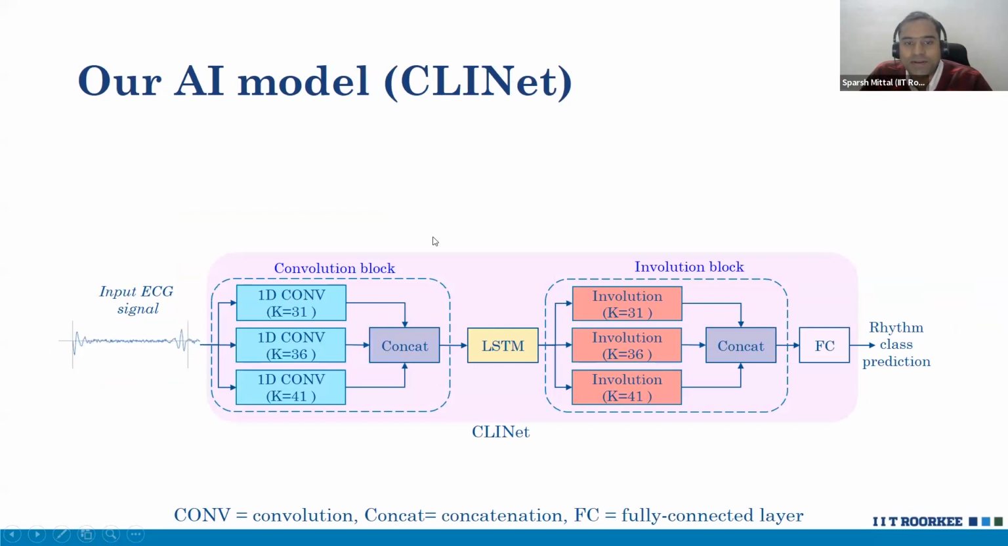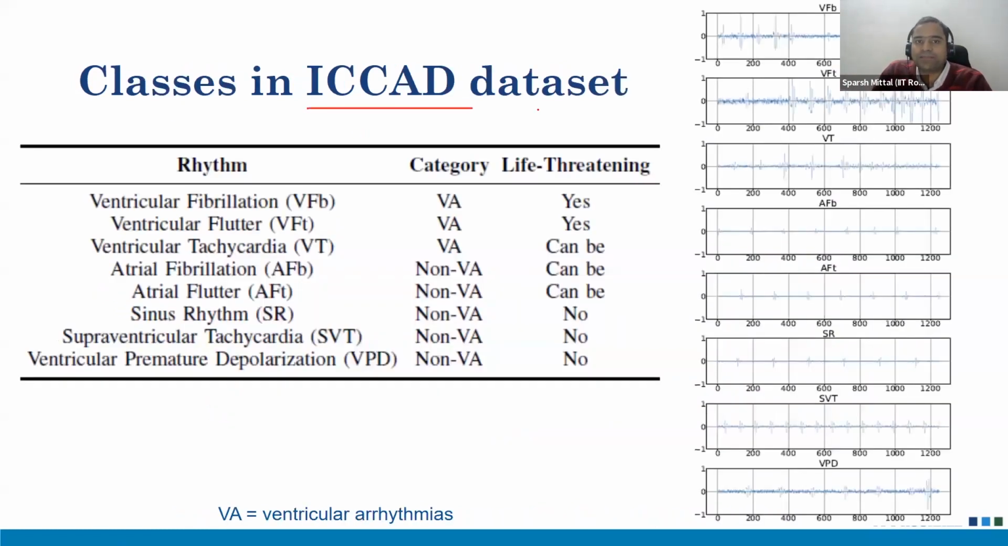I will explain its components, but overall it has four blocks. One is the convolution block. I'm sure you must have heard of the name convolution. Another is LSTM, long short-term memory. Then there is involution, and finally we have fully connected layers. This fully connected layer simply converts this data into one of the classes. For example, these are the classes in the IC-CAT data set. These are the eight classes, and here are their illustrations.